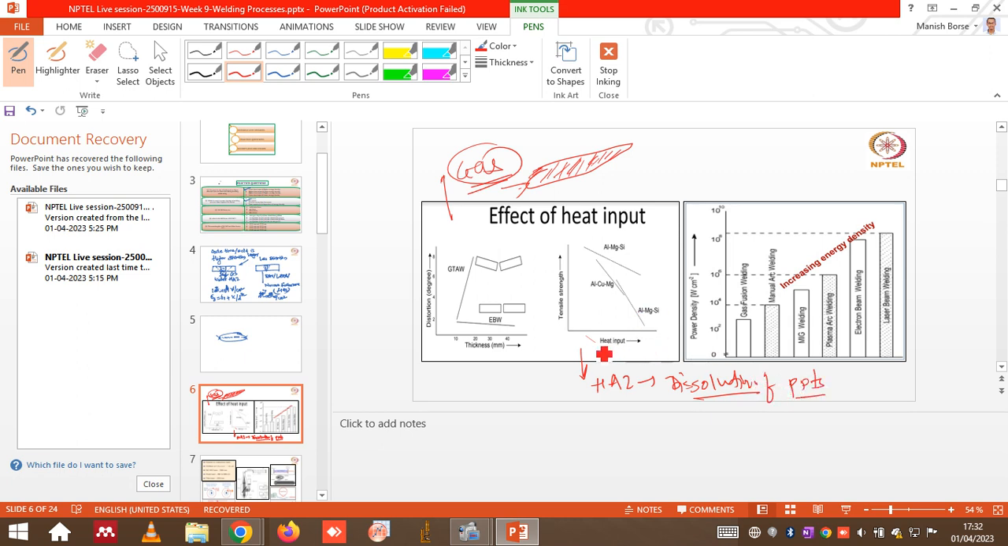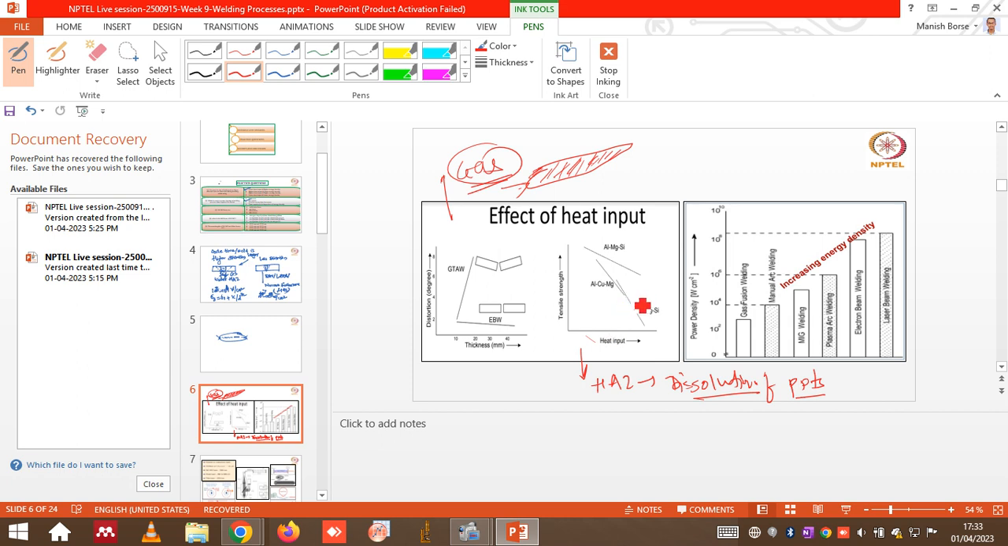Okay. Or in other words, in the fusion zone of such alloys, the complete dissolution of the strengthening precipitate will take place. Okay, and after giving a proper post weld heat treatment, that precipitate can be renucleated in the fusion zone, and the strength of the weld can be increased.